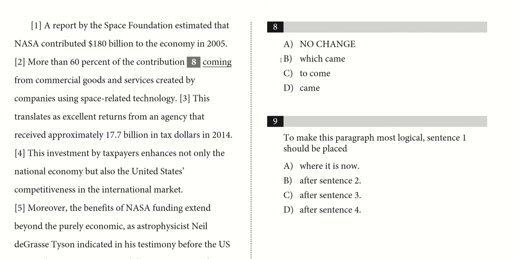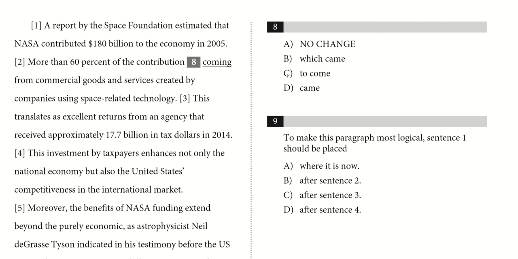What about B? So then you have more than 60% of the contribution, which came from commercial goods and services created by companies using blah, blah, blah. So this runs into the same issue, right? Because when you're saying which, that means you're about to qualify, right? So you have the main part of your subject here, and then you qualify it with all of this. So again, which, more than 60% of the contribution. Which contribution? The one which came from commercial goods and services and so on. So here with B, we run into the same issue where this becomes a qualification of, or an elaboration on, this subject.